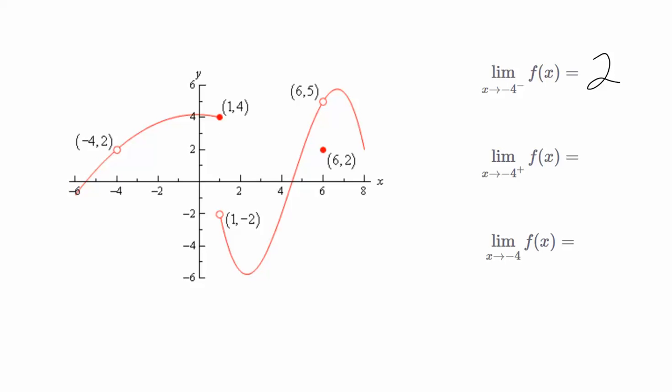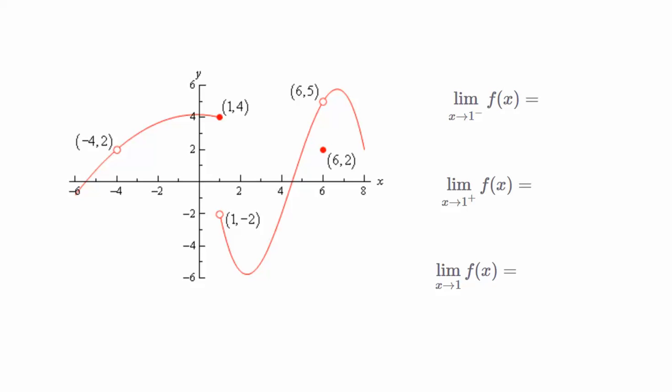Now let's see what happens if I approach -4 from the right-hand side. So I'm coming in from the right, I'm going to get closer and closer, and the same thing's going to happen. I'm going to approach 2. Because my left and right limits as x approached -4 were the same, I do have a limit as x approaches -4, and that limit is 2.